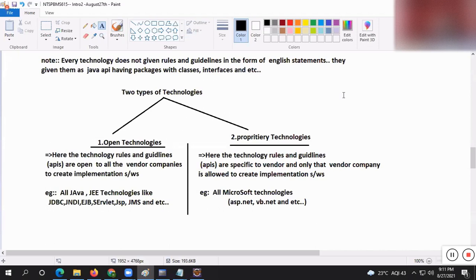SOAP-based web service, RESTful web service are also part of the Spring stack. We are learning the Spring REST module. That means we are going to learn RESTful web service. Don't waste your time on SOAP-based web services. Not required.